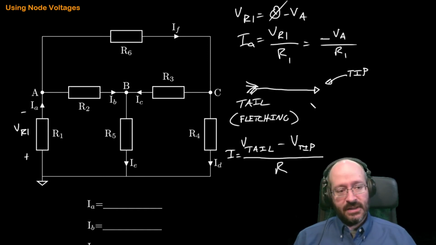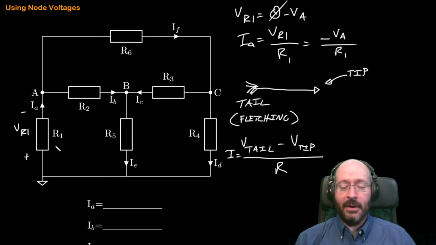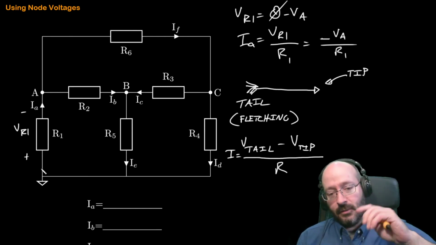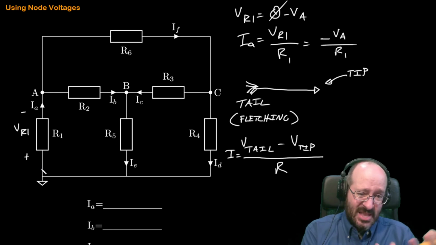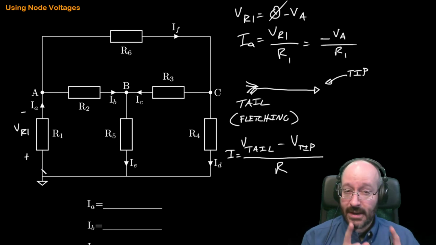So if I look at the voltage at the tail of the arrow, it's 0. I subtract the voltage at the tip of the arrow, and then I divide by the resistance, and that gives me the current. And we can do this on every single one of these, keeping in mind that ground is 0, so sometimes it drops out, which is nice. But if you want to get the sign right, this is a good way to do it.